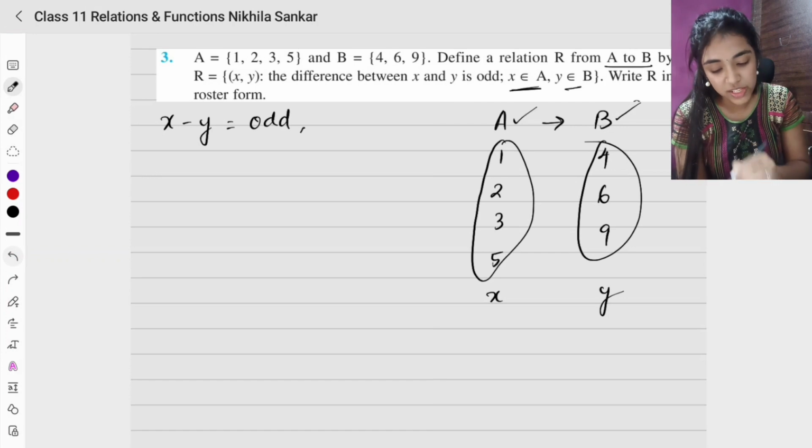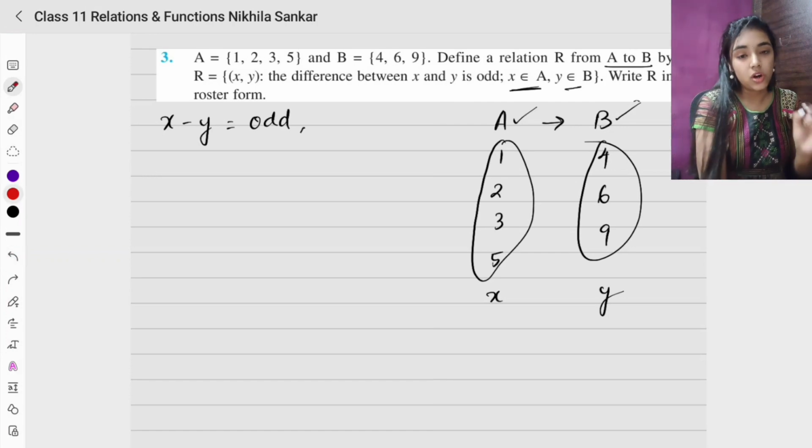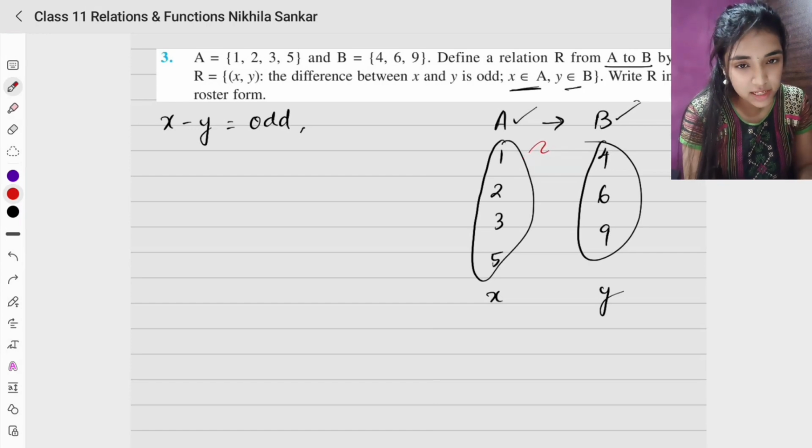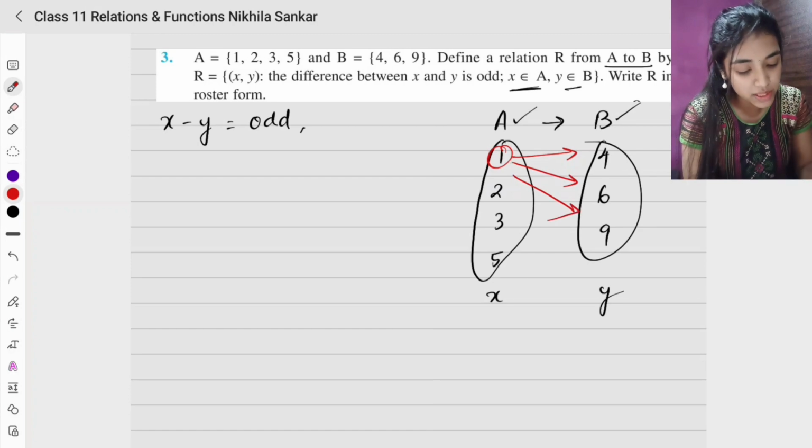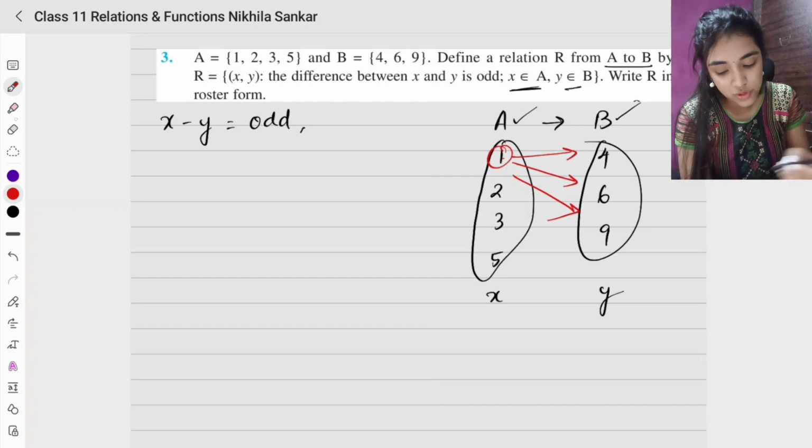Now, if x's value is 1, what are all going to be the relation? I'm not going to solve each and everything. You guys know this, it's pretty straightforward. Now the difference has to be odd. So when I consider the relation from 1, I have 1, 4, 1, 6 and 1, 9. What is the difference between them? If we take 1, 4, 1 minus 4 is going to be minus 3, which is going to be odd.